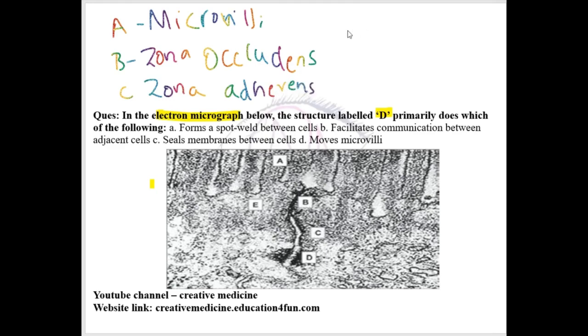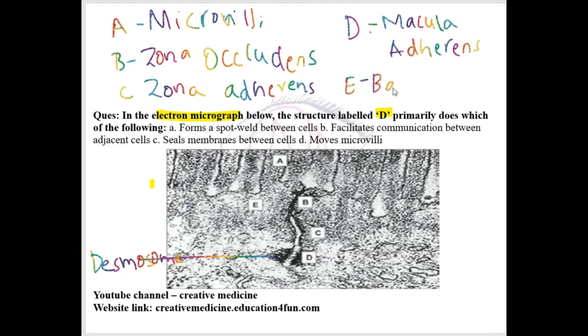Then finally in D, you see a bigger gap is present and you are even seeing these. What are these? These are desmosomes. So you are even seeing the desmosomes here. So D is actually macula adherens. And what is E? E is basal body, located at the base.